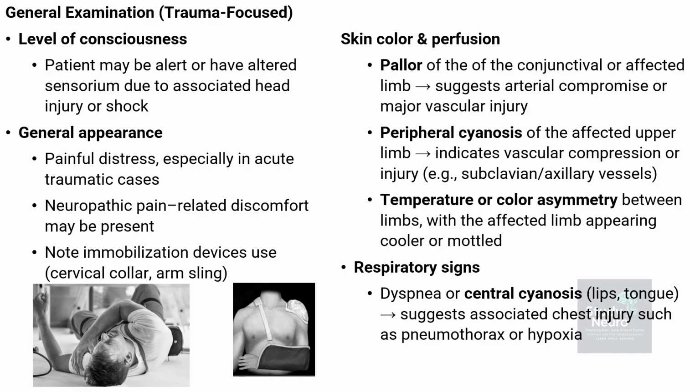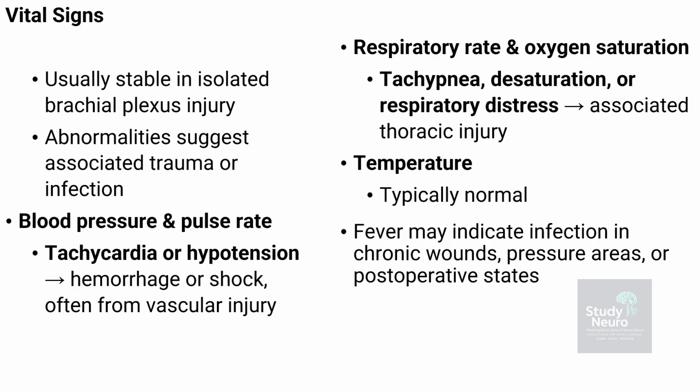the injured limb. When evaluating a patient with a brachial plexus injury, vital signs are an important early clue to their overall condition. In an isolated injury, these measurements are usually within normal limits. However, any abnormalities often point to additional trauma or complications. Keep an eye on the blood pressure and pulse. A fast heart rate or low blood pressure may indicate significant blood loss or shock, particularly if there's vascular injury nearby.